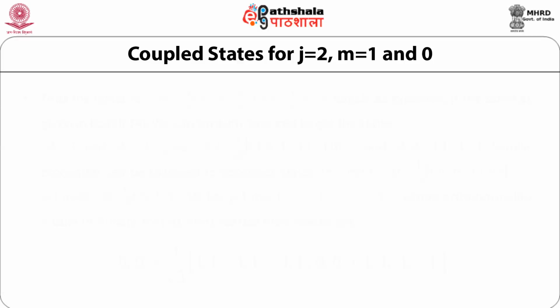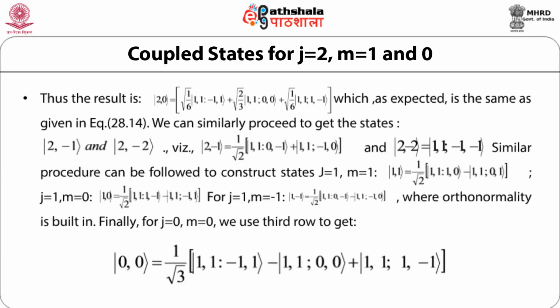Now we look at the case where the coupled states for the total angular momentum j equal to 2, 1 and 0 are being found out, and we can write down the result for these states as the coupled state 2 comma 0 is equal to bracket open under root 1 by 6 times the state 1 comma 1 and minus 1 1 plus under root 2 by 3 times the state 1 comma 1 and 0 comma 0 plus under root 1 by 6 times the state 1 comma 1 and 1 comma minus 1. And these correspond to the three states that we discussed above.